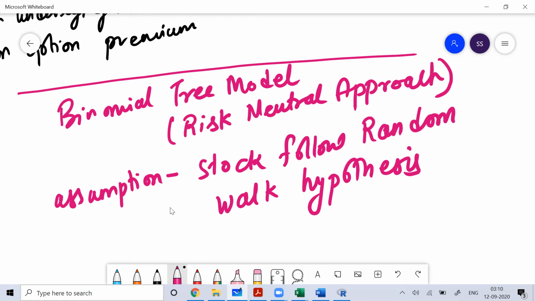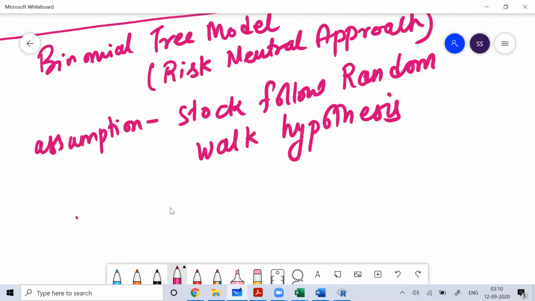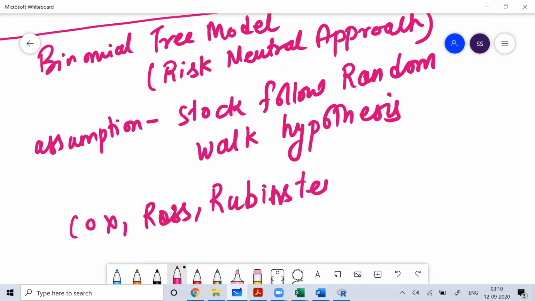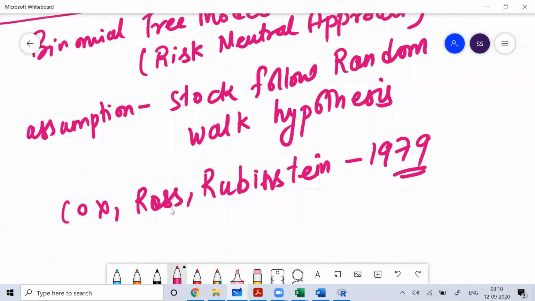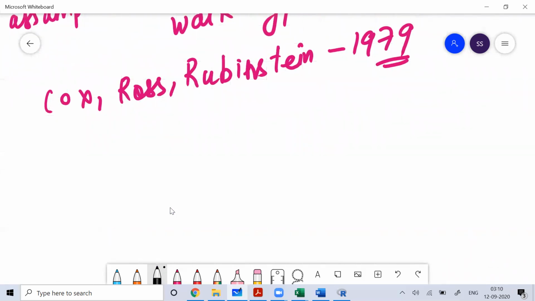So three economists were there. Their names were Cox, Ross, and Rubinstein. So this model is also called the Cox, Ross, and Rubinstein model, and they came up with this hypothesis in 1979. So you get problems on the binomial tree model.